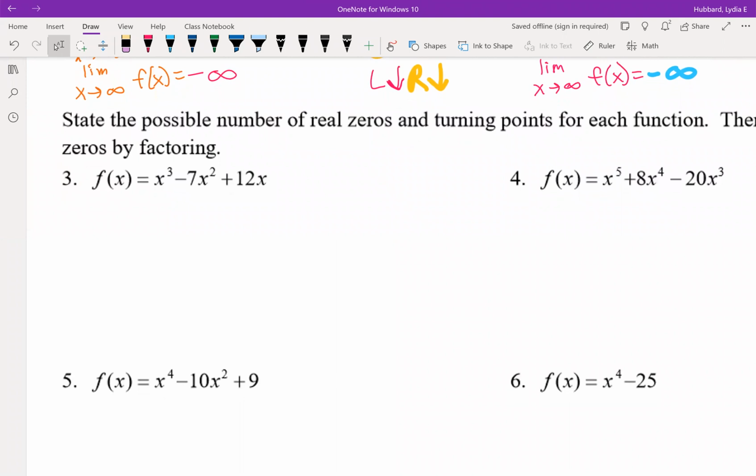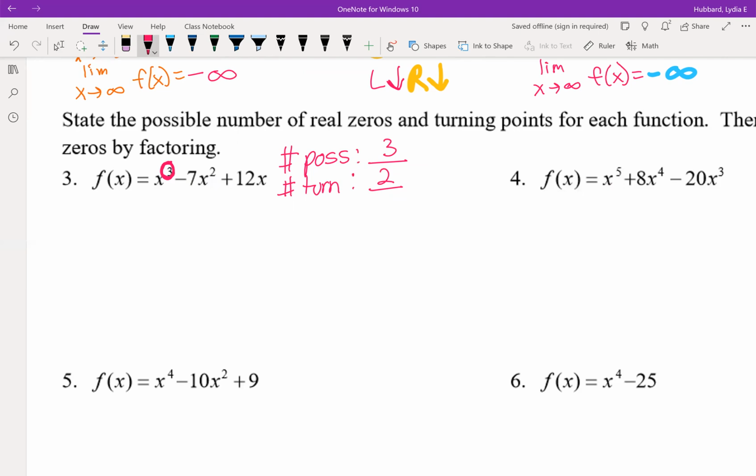Now we're going to state the possible number of real zeros and the turning points for each function, and then we are going to find those zeros by factoring. The number of possible zeros is going to come from the highest degree of the entire polynomial, so the number of possible zeros is just 3. And then the number of turning points is gotten by taking that 3 and subtracting 1, so that would be 2.